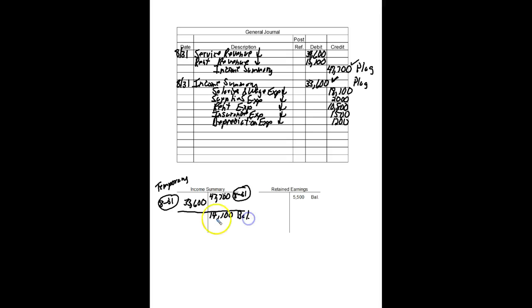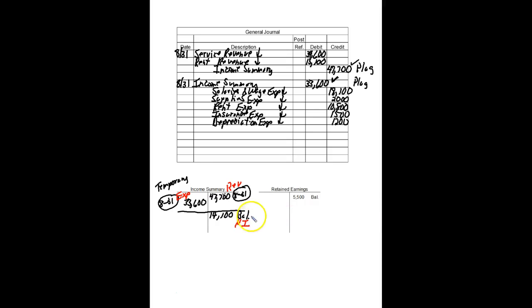Now, what does that balance represent? It actually is a meaningful number. Well, let's think about it. This $47,700 represents revenue, right? Those were the totals of the revenue. This $33,600 represents the total expenses. So really, in substance, what we just did is we took revenue minus expense. Well, that amount is net income. So $14,100 is net income.